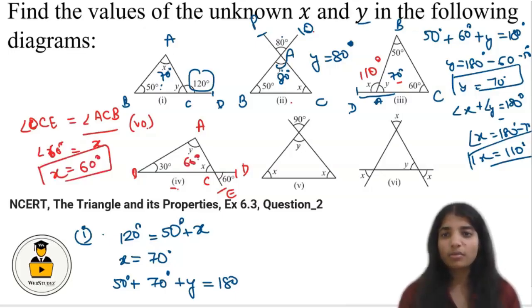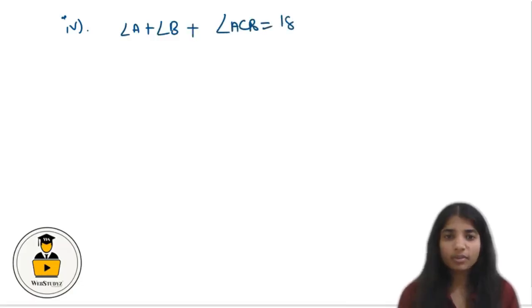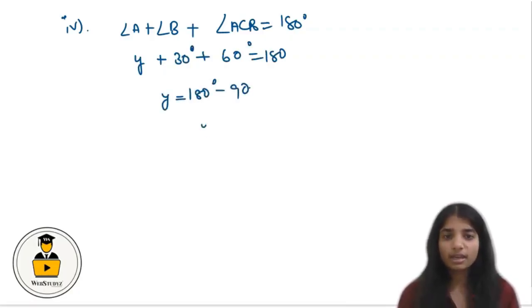Now we know that the sum of all the interior angles of a triangle is equal to 180 degrees. So for the fourth part, angle A plus angle B plus angle ACB is equal to 180 degrees. So angle A is y plus 30 degrees plus 60 degrees, that is equal to 180 degrees. Solving this, y is equal to 180 degrees minus 90 degrees. Further simplifying, we get the value of y, that is equal to 90 degrees.